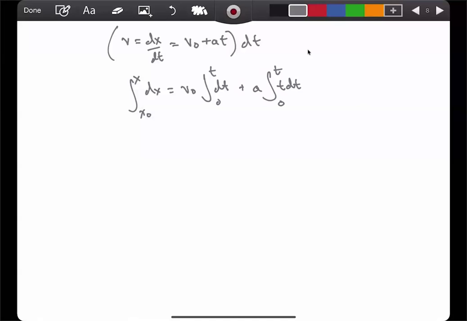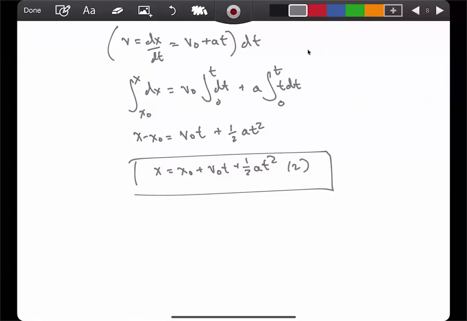So left-hand side, the integral of dx is simply x. So I'm going to get x minus x initial, which is equal to v times the integral of dt, which is simply t, evaluated from 0 to t, so I get vt. Plus the integral of t dt is 1/2 t squared, so I'm going to get 1/2 a t squared. In this case, x is equal to x initial plus v initial times t plus 1/2 a t squared. Going to intermediate physics, we know that this is simply our second kinematic equation. And I'll go back to these in just a second.